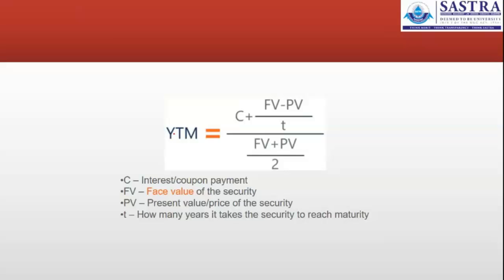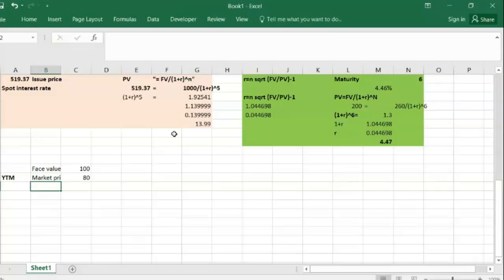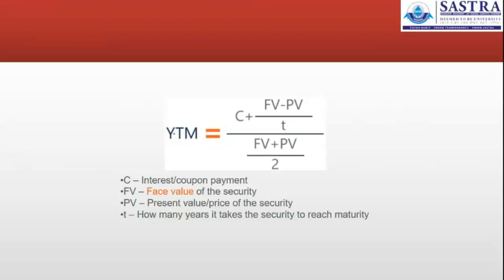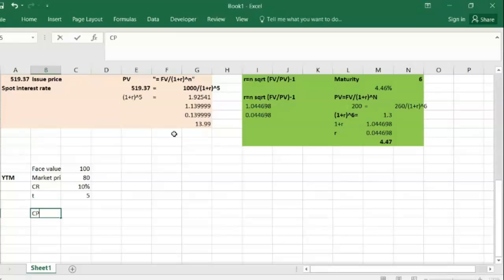If the price differs, the coupon payment or the interest payment is given in the problem. Say 10% is the coupon rate, and the number of years to maturity is 5 years. First you need to calculate the coupon payment. The coupon payment is calculated from the face value of the instrument. The face value is 100 rupees, so 10% gives 10 rupees as the coupon payment.